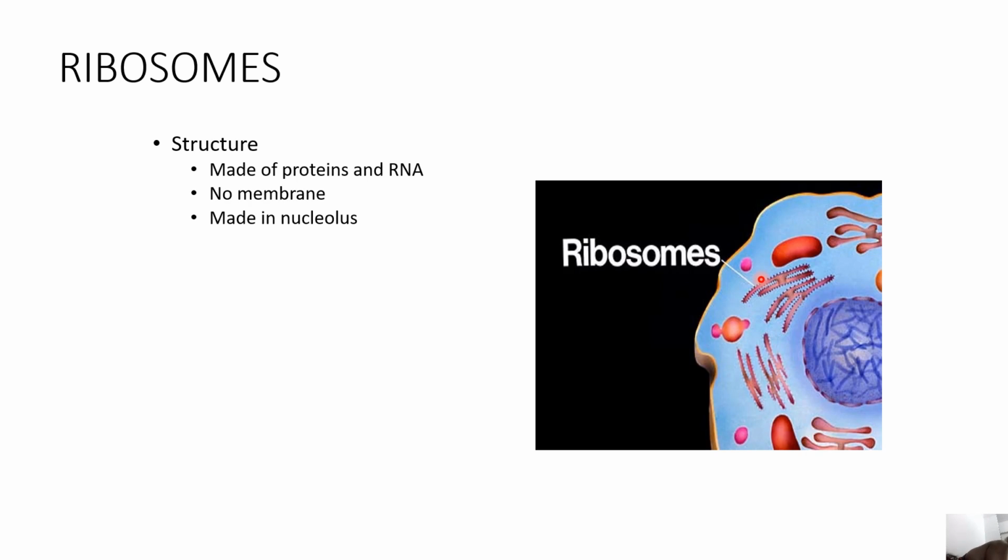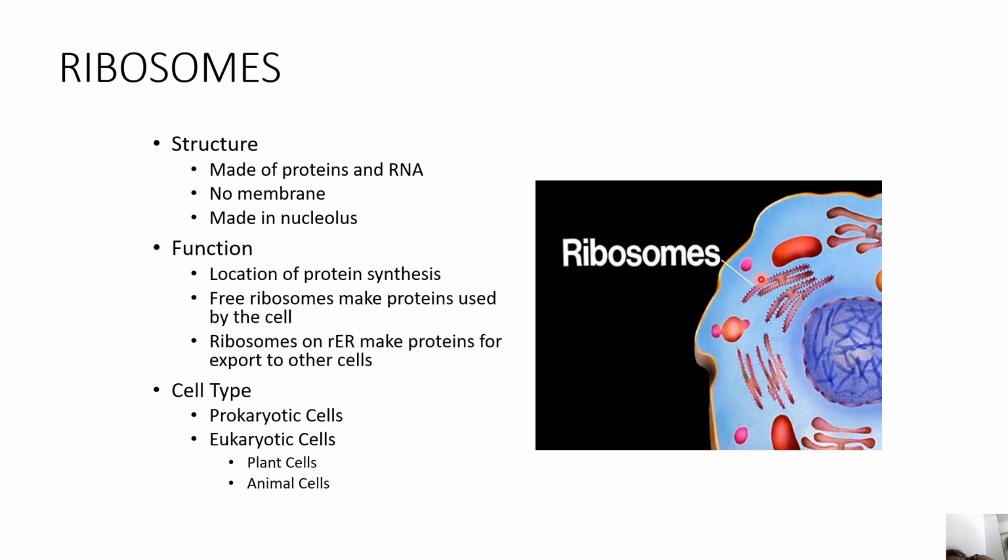Moving on to the ribosome, the structure is made up of protein and RNA. No membrane, made in the nucleolus. It is the location of protein synthesis, that's why it's so important. It's called the protein synthesis factory. Free ribosomes make proteins used by the cell, and ribosomes on the ER make proteins for export to other cells, right? Cell type can be both prokaryotic and eukaryotic, like plant cells and animal cells, because proteins are needed in both prokaryotes and eukaryotes, right?